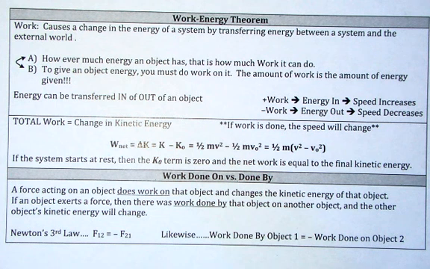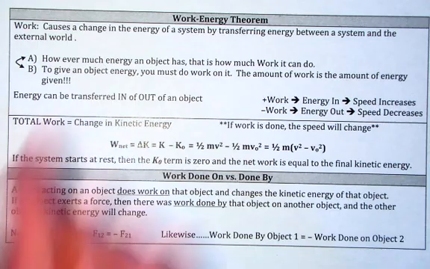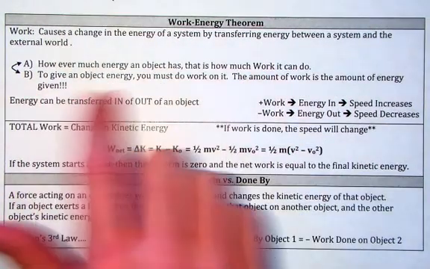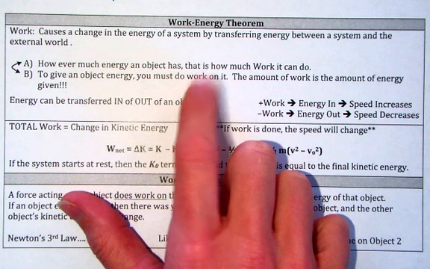So if something is causing an object's velocity to change, it's causing it to accelerate, it's because there's a net force. And if there's a net force occurring, then we know that there's either work being added to the system or work taken away. So we're talking about energy being added, energy being taken away. However much energy an object has is how much work you can do. To give an object energy, you have to do work on it.